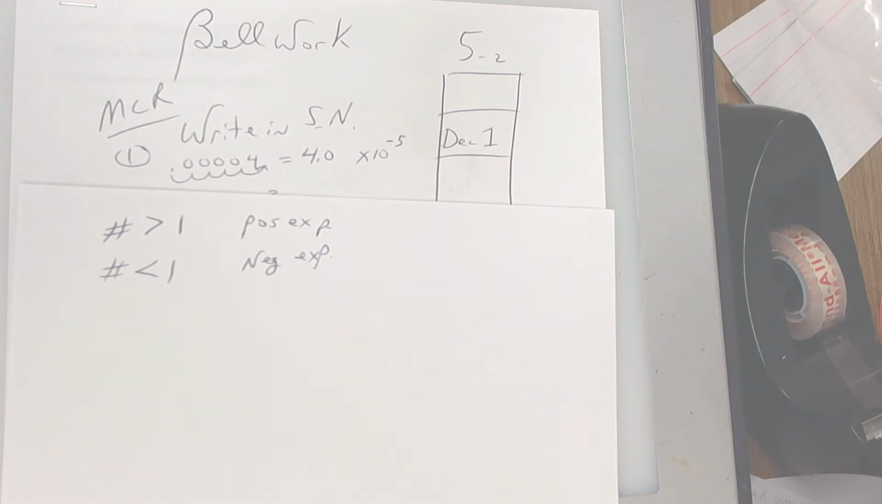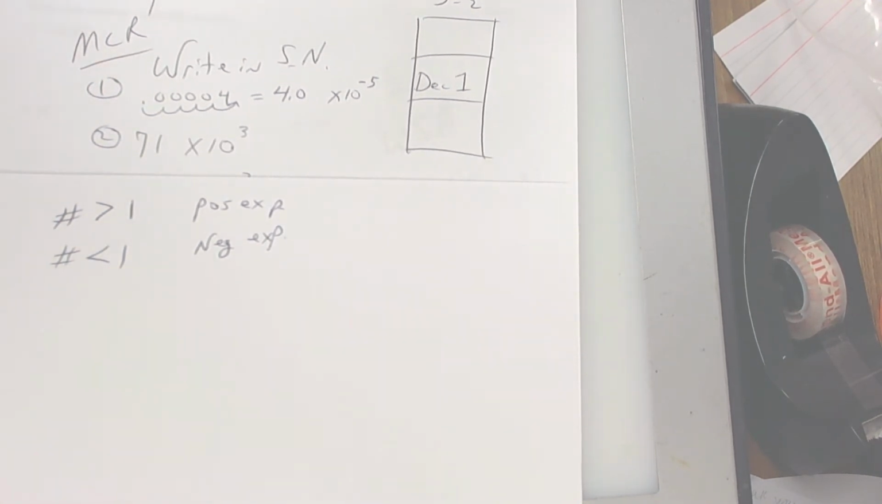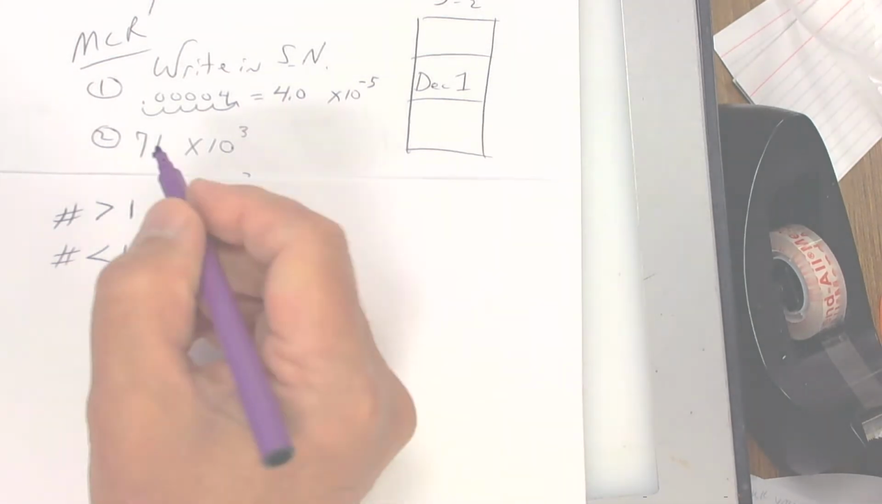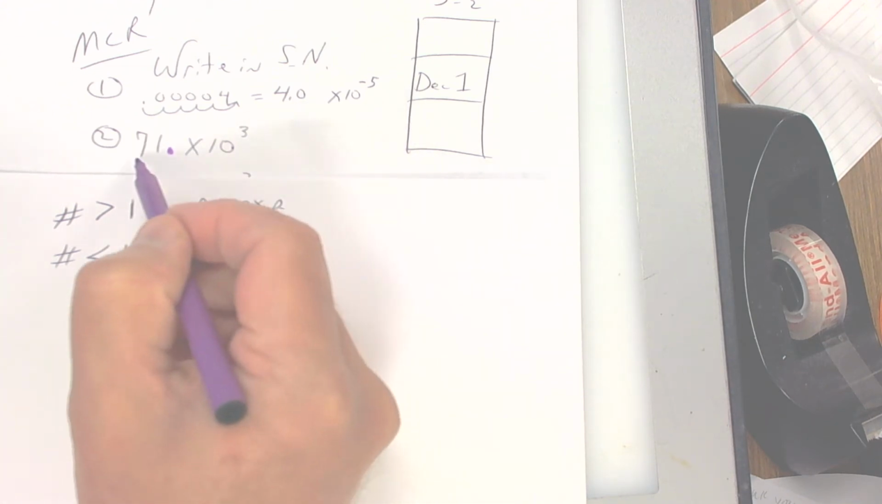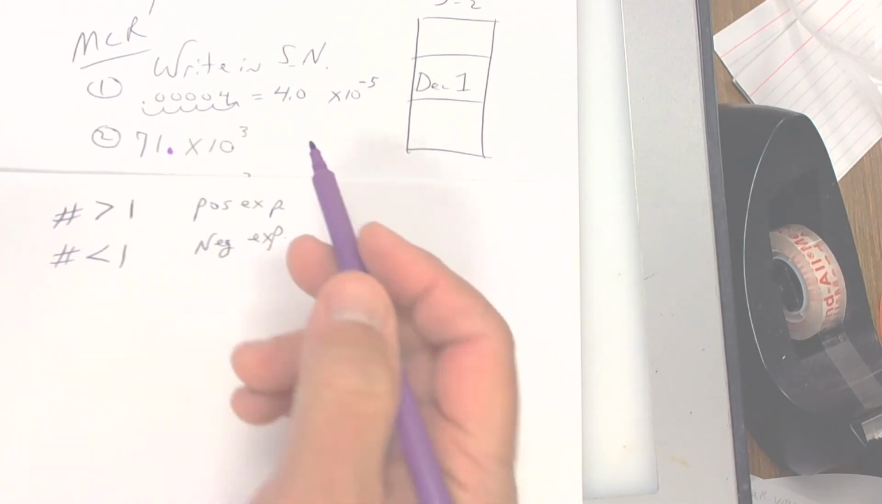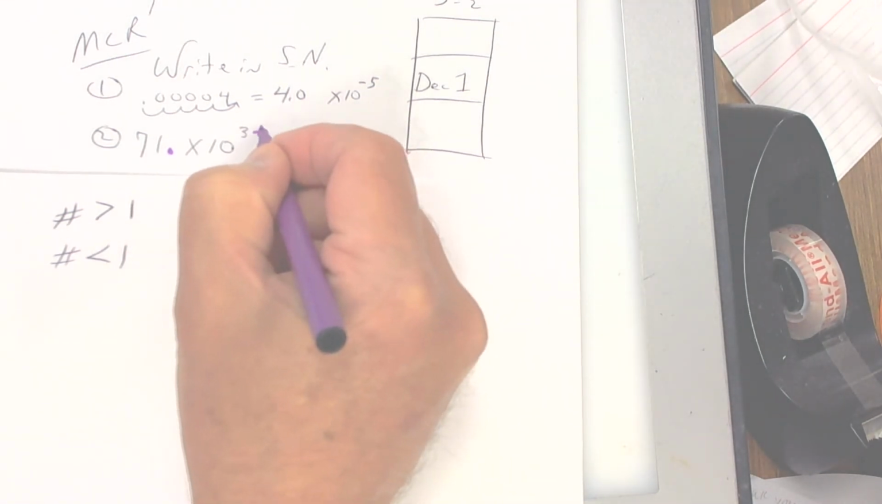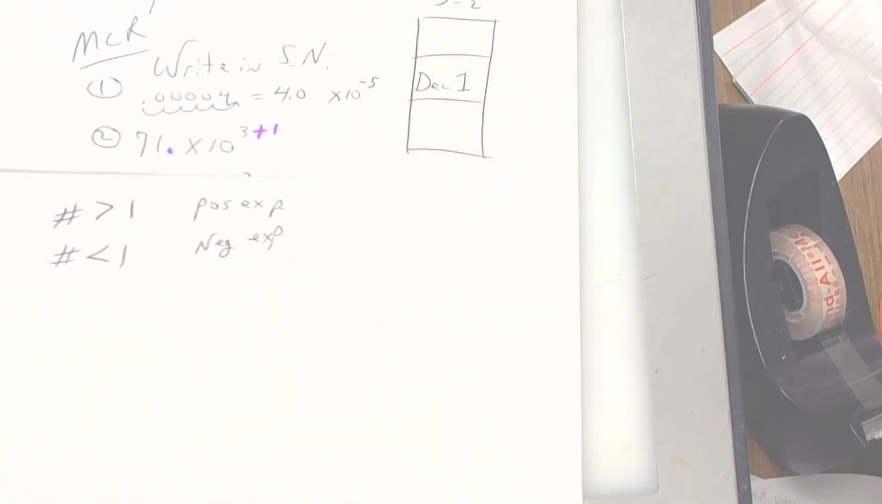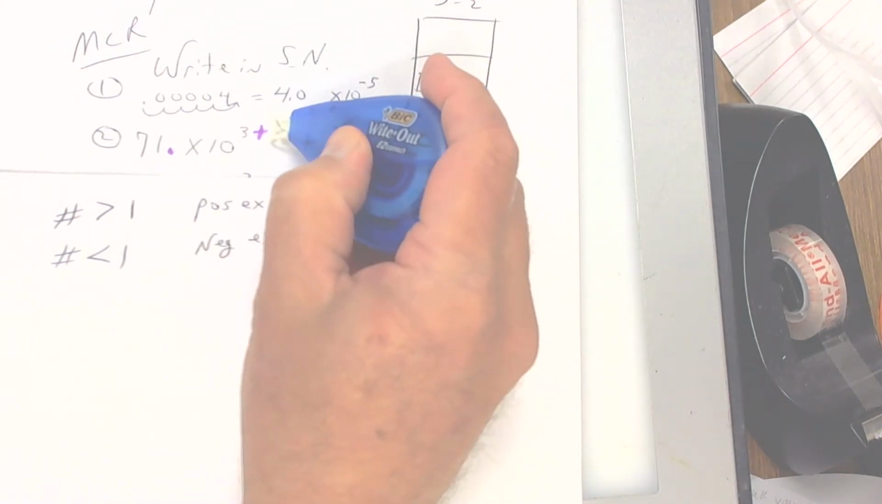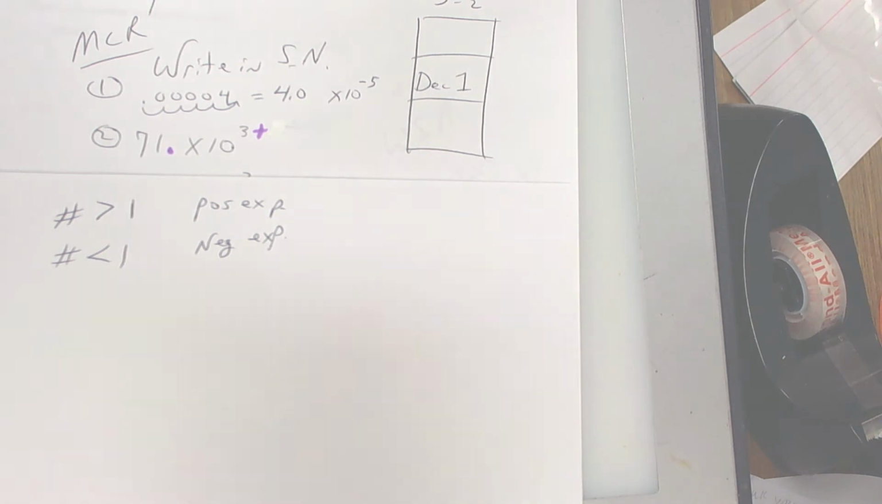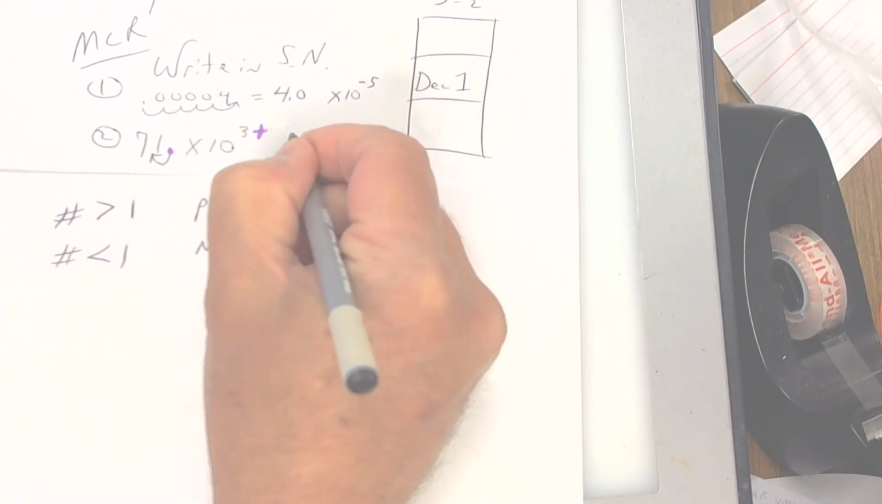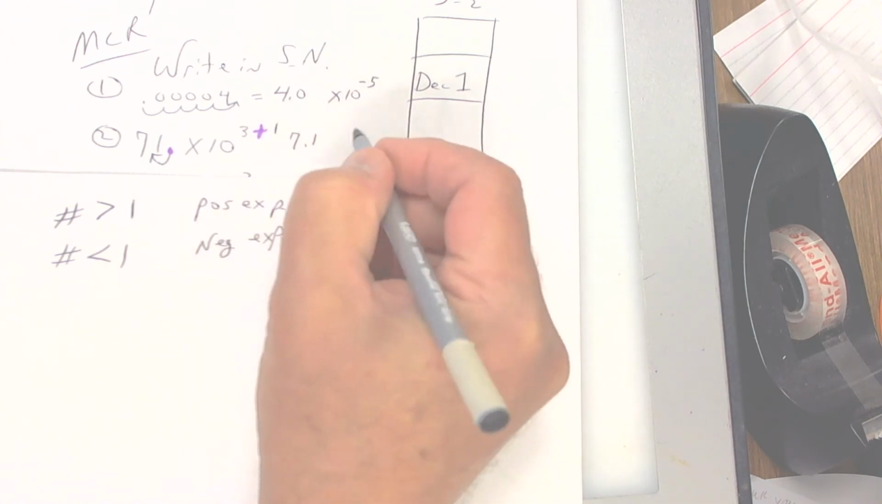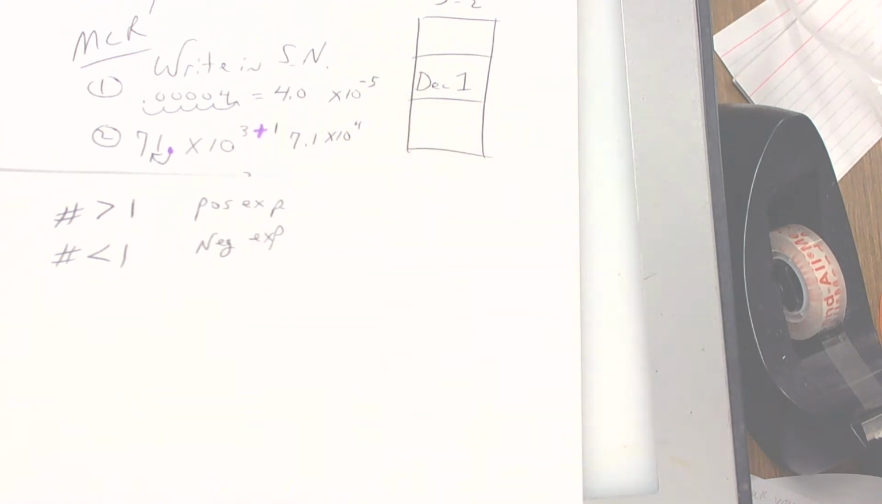Let's take a look at the next one. 71 times 10 to the third, well, that looks like scientific notation, but you need one number in front of the decimal. So look here, 71 is bigger than 1, so that's going to be a positive exponent, okay? And you get that little mark out of there. So it's going to be a positive, and we need to move it one place. So it's going to be 7.1 times 10 to the 4th power, because you moved it one place and it was bigger than 1.